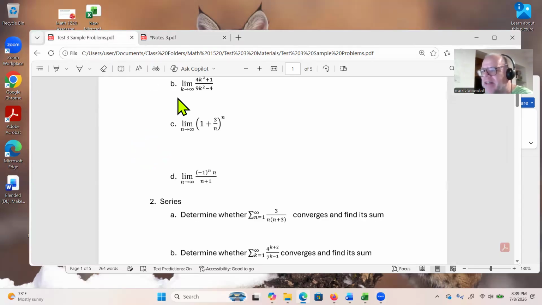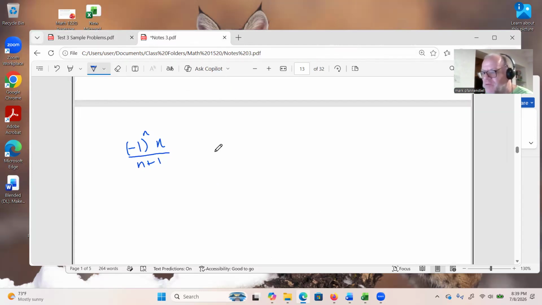So we are looking at problem 1D. This is the limit as n approaches infinity of (-1)^n times n divided by n plus 1. So you might first think, hey, I could try the alternating series test, and that's not a bad thought, except that this is not a series. This is a sequence. The alternating series test is not going to help.